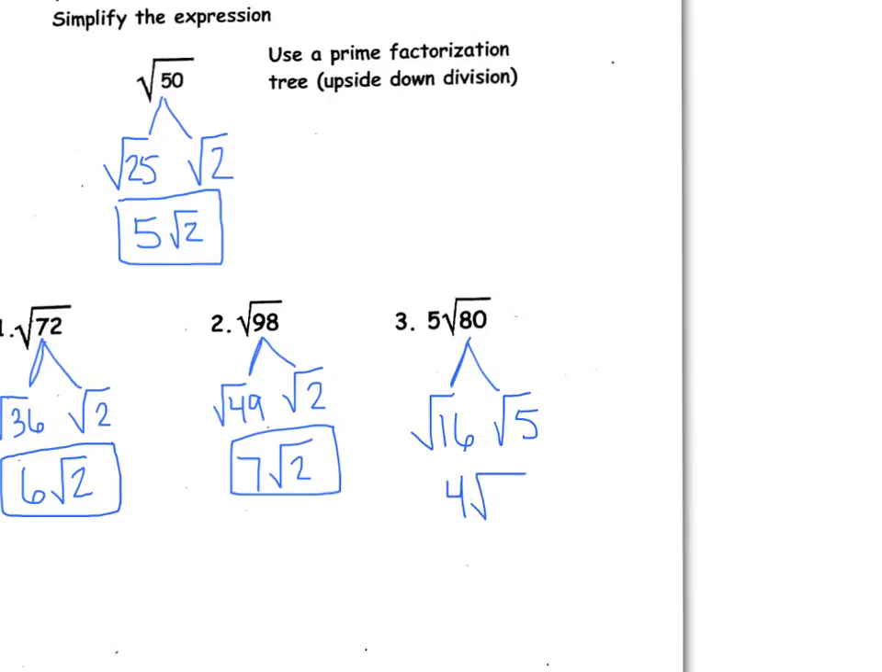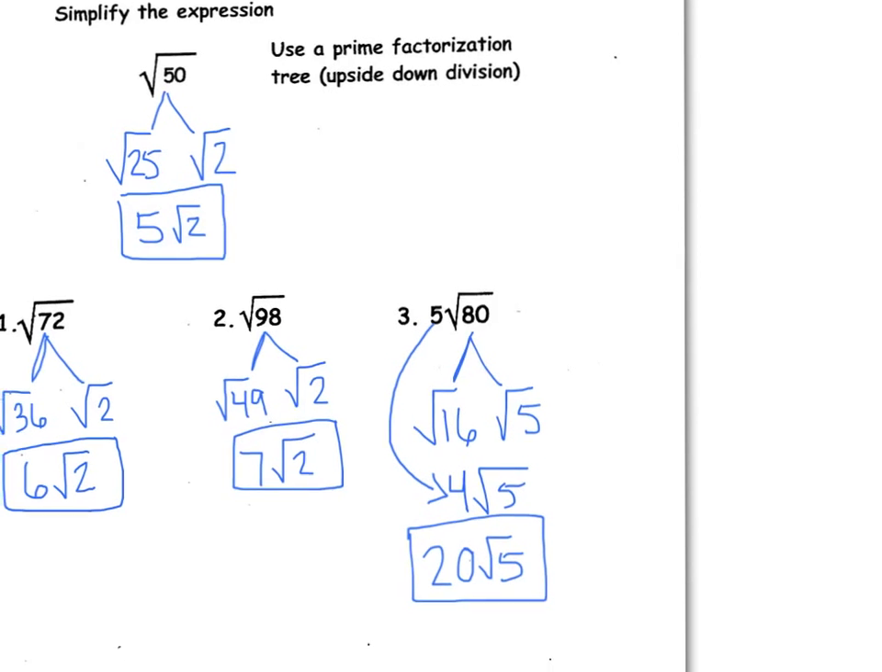But remember that 5? Remember that 5 up here? Here's where it comes into play. That 5 now needs to be multiplied to this number in front. Okay, 5 times 4 is 20, and then radical 5. And that is that radical simplified.